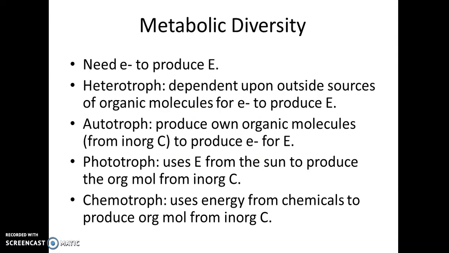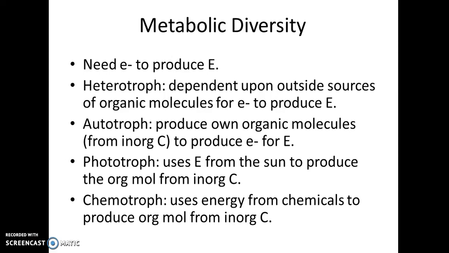So in our discussion of prokaryotes, we're going to talk about metabolic diversity, how the prokaryotes produce energy in order to survive. And as we'll find out later, that's your whole goal in life, is to produce energy, because the energy will keep you alive. If you don't produce enough energy, you will die. So we need electrons to produce energy. The shorthand for energy is E.